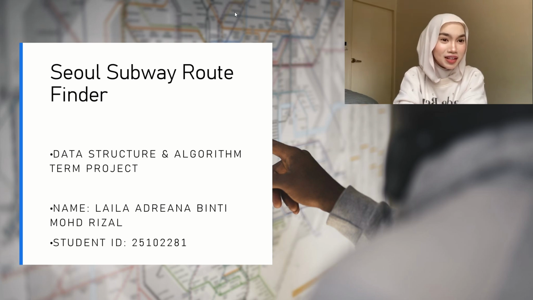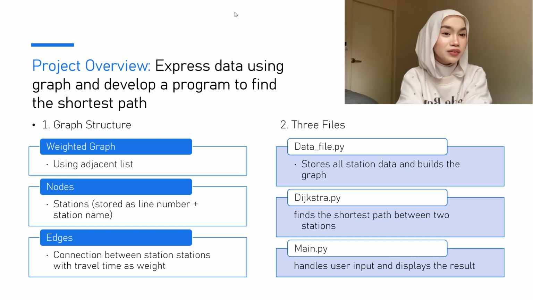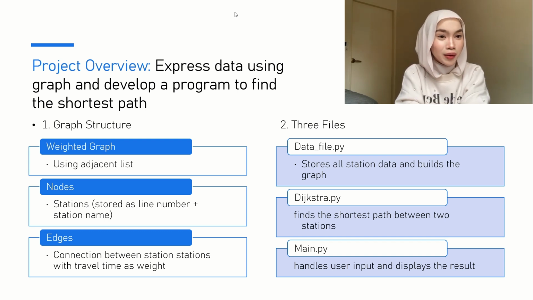This is my data structure and algorithm term project, the Seoul Subway Route Finder. The goal of this project is to express subway data using a graph and develop a program that finds the shortest path between two stations. The subway network is modeled as a weighted graph using nodes, edges, and adjacency lists. The program is built across three files: the data file, the Dijkstra file, where I'm using the Dijkstra algorithm to find the shortest path, and the main file.